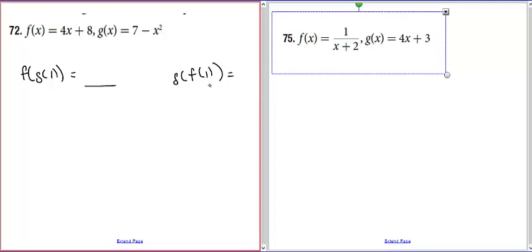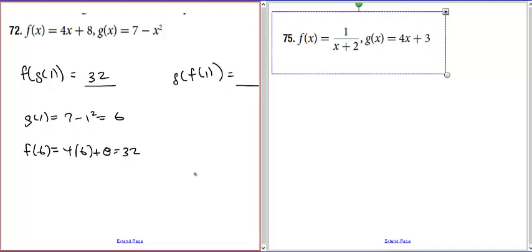So instead of using the graph, we're going to calculate these values. So again, we're going to do g of 1. So we plug 1 into there, 7 minus 1 squared. That's going to be 7 minus 1, which is 6. And then we do f of 6. So then you plug 6 into here. So it's 4 times 6 plus 8. That's 24 plus 8, which is 32. So the answer is 32 for that part.